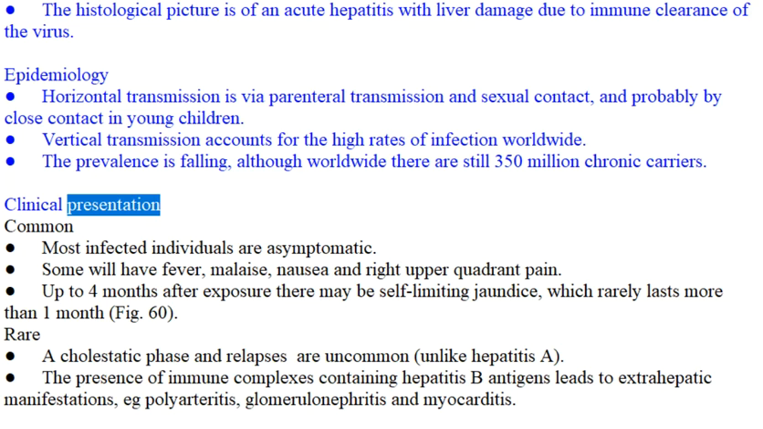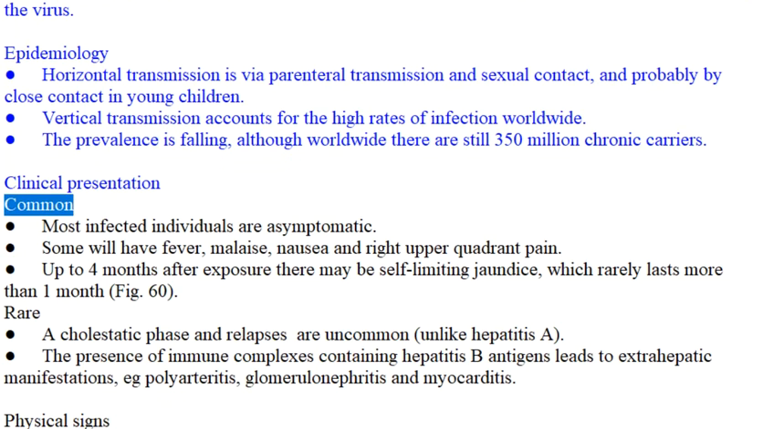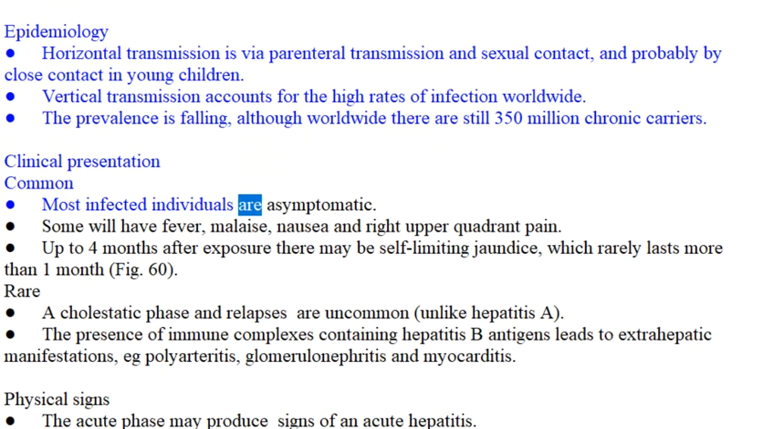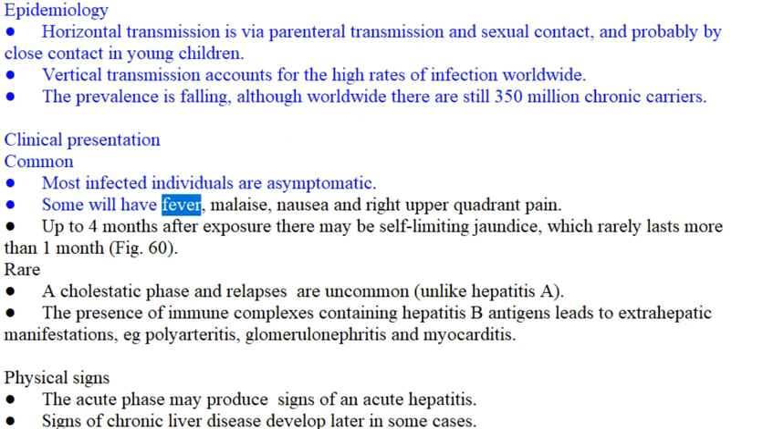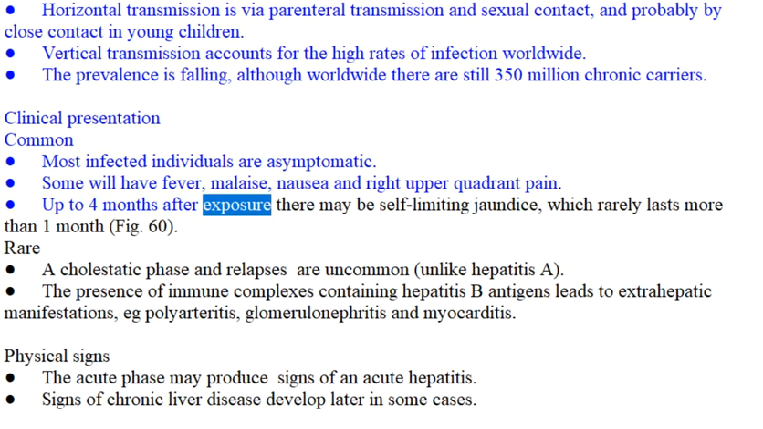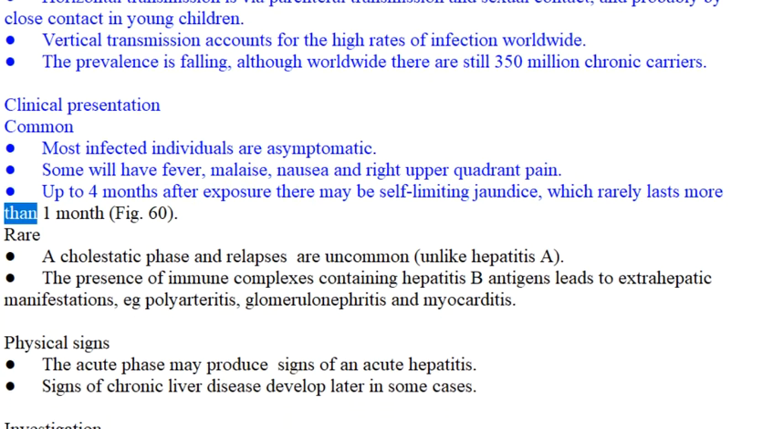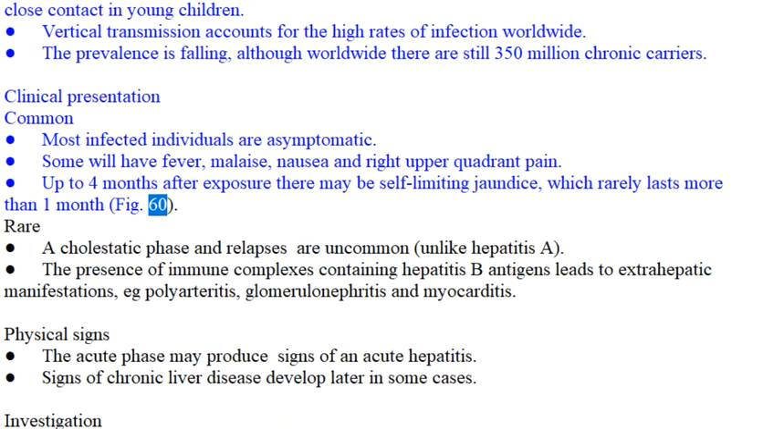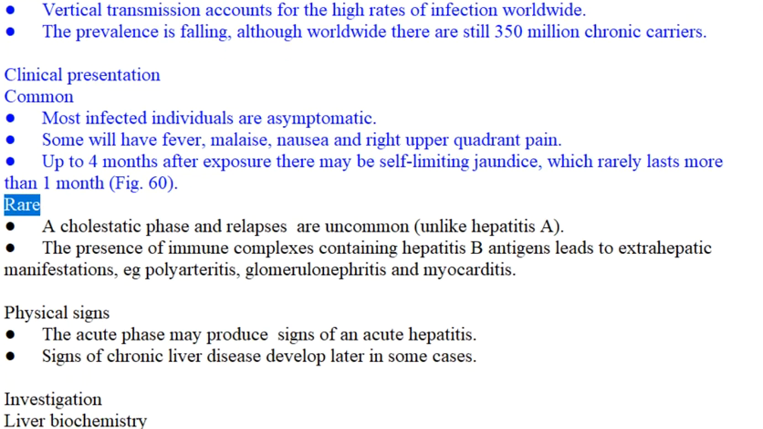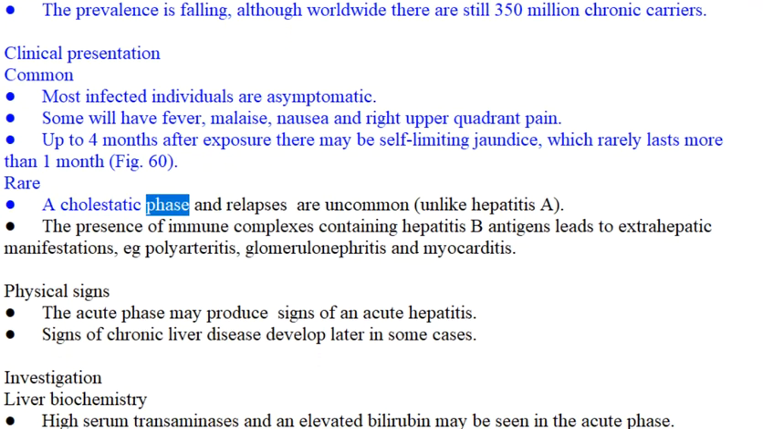Clinical presentation. Common. Most infected individuals are asymptomatic. Some will have fever, malaise, nausea, and right upper quadrant pain. Up to 4 months after exposure there may be self-limiting jaundice, which rarely lasts more than 1 month, Fig 60. Rare. A cholestatic phase and relapses are uncommon, unlike hepatitis A.